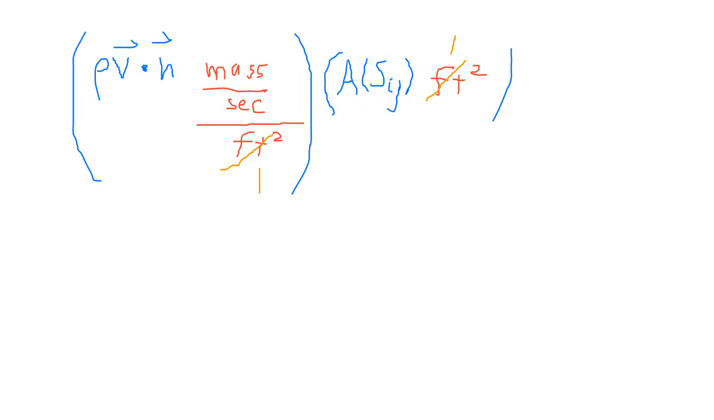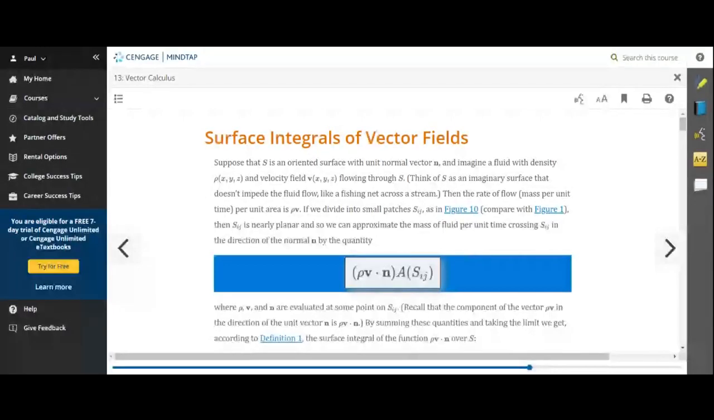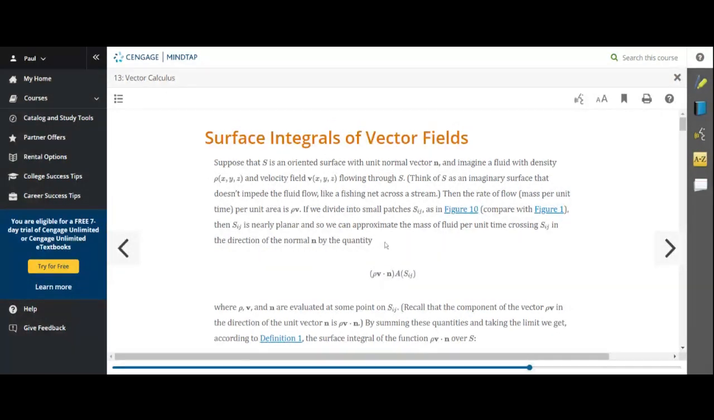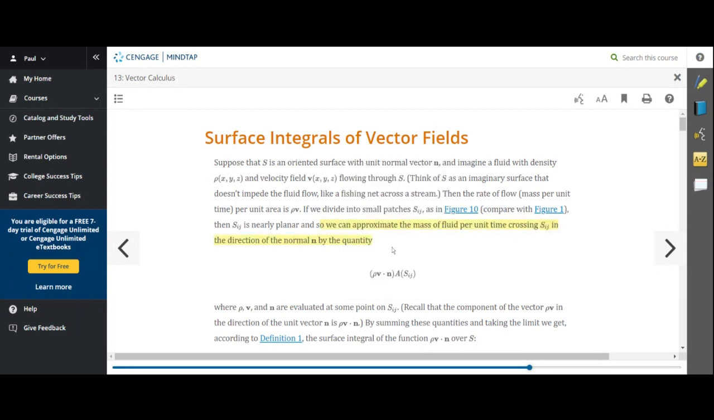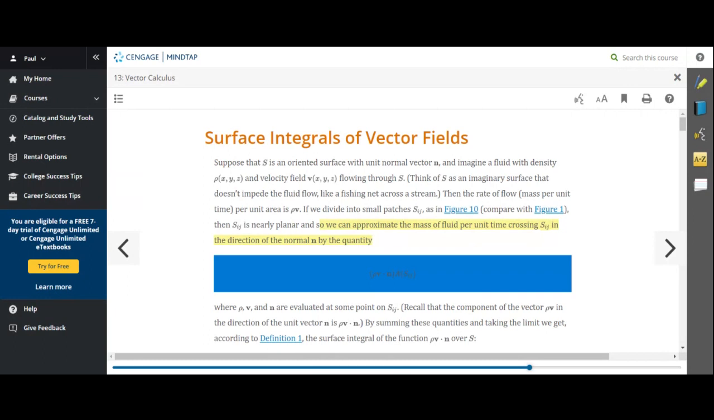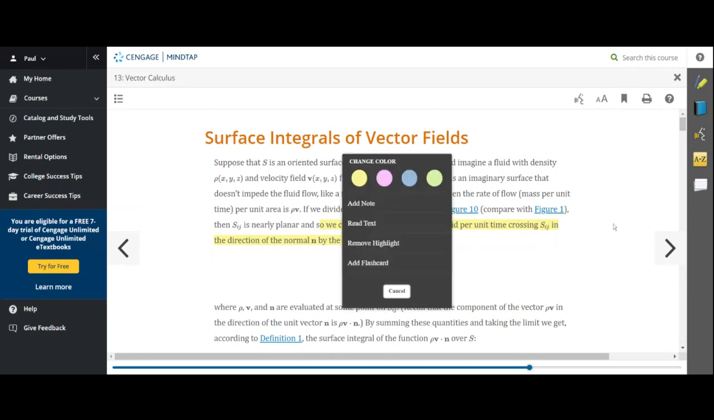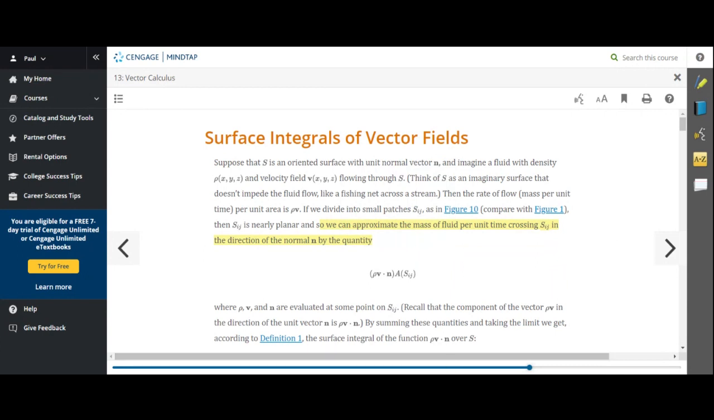Okay, all right. So this is why in the book they say we can approximate the mass of fluid per unit time crossing the ijth patch of the surface in the direction of the normal vector by that quantity.